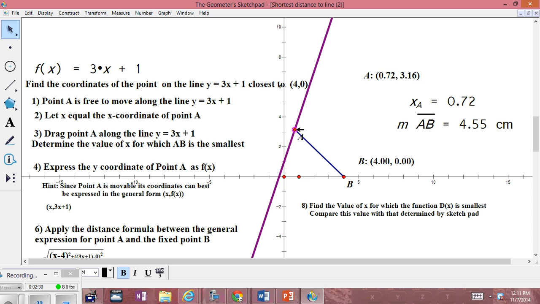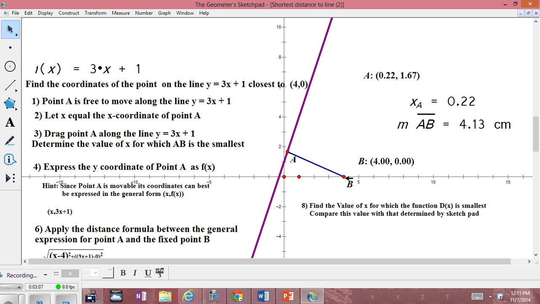Well, since the point A is on the line y equals 3x plus 1, rather than call the point A (x, y), I'm going to call it (x, 3x plus 1). So the coordinates of that point, regardless of where it is anywhere on that line, will be (x, 3x plus 1). Knowing that these are the coordinates of that point, whether it's here or at the minimal distance, is valuable, and we need to call upon that.